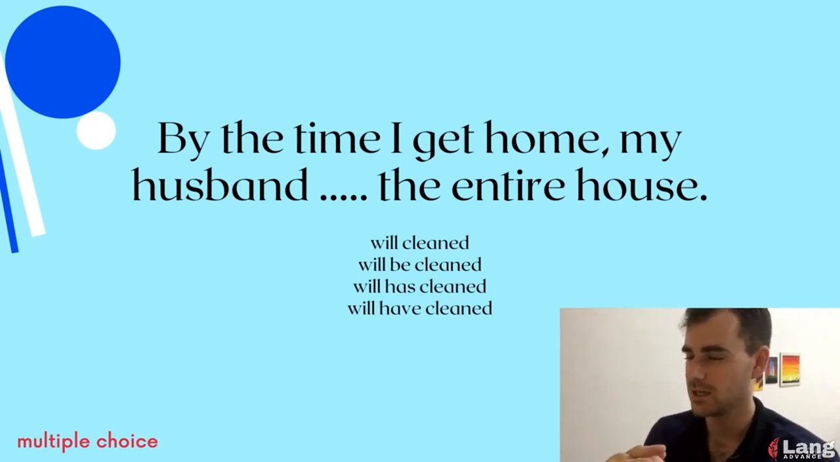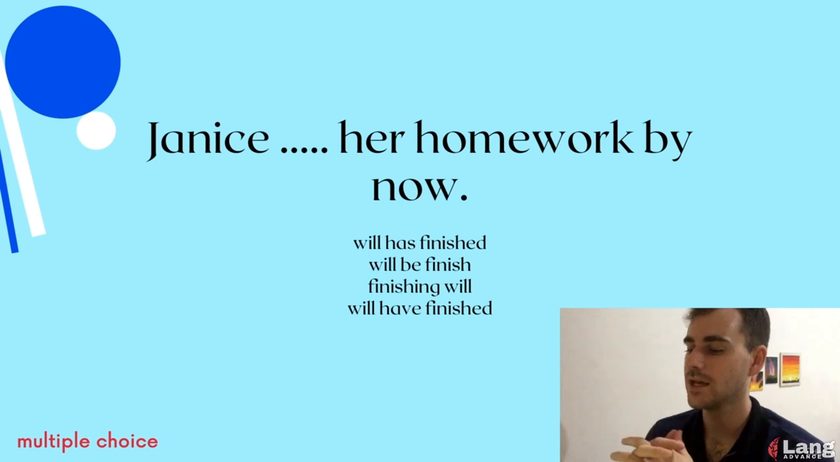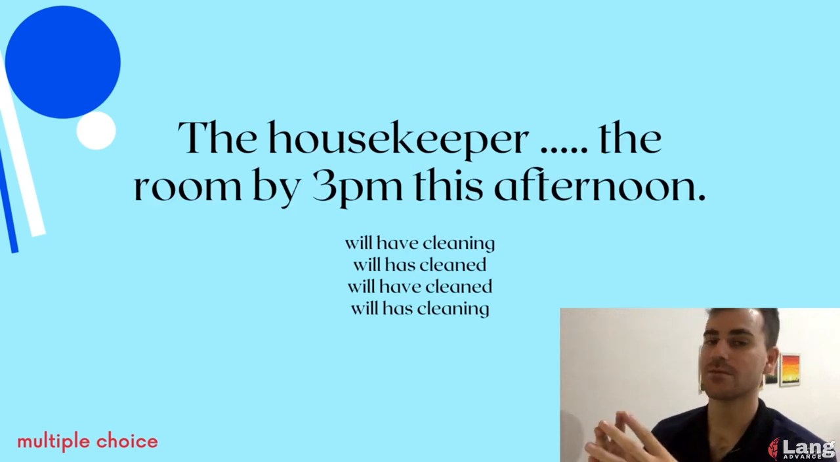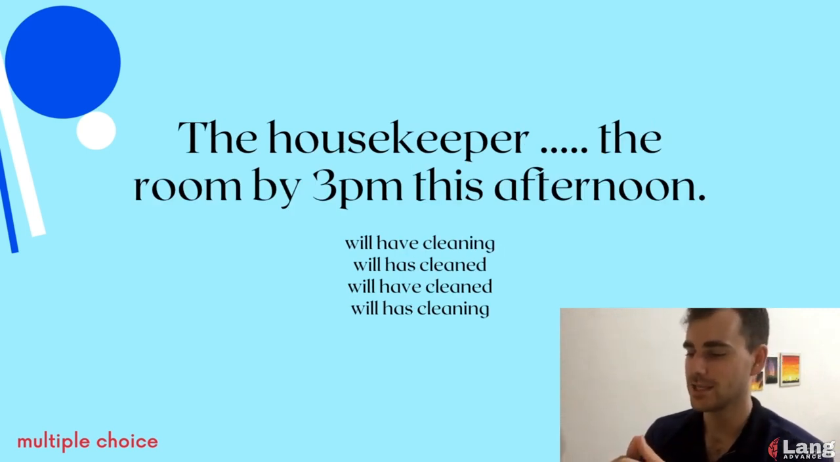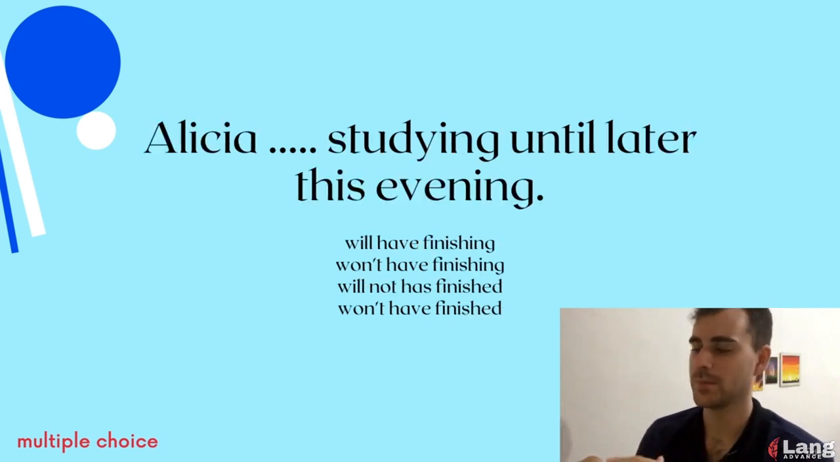Number 1, by the time I get home, my husband will have cleaned the entire house. Number 2, Janice will have finished her homework by now. Number 3, the housekeeper will have cleaned the room by 3 p.m. this afternoon. Number 4, they won't have bought a ticket yet. Number 5, Alicia won't have finished studying until later this evening.